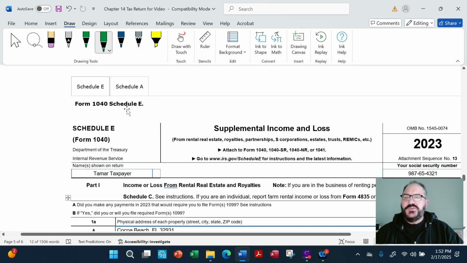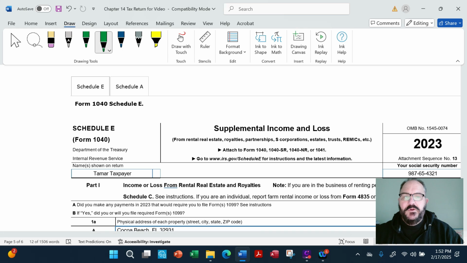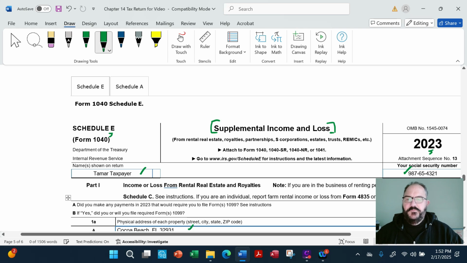So this is what a Schedule E looks like. Notice what it's for here: supplemental income and loss. It's for 2023 they show here. Schedule E is one of the schedules from the 1040. Now to let you know, in VITA we don't do Schedule Es. If you have a Schedule E, you wind up having to go to an accountant because you have to do all these items here. But notice, name, Social Security number, it's got the address right here, Cocoa Beach, okay?